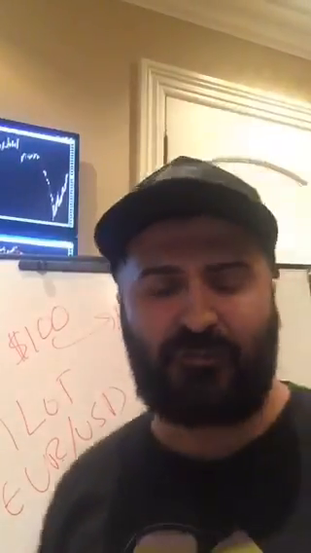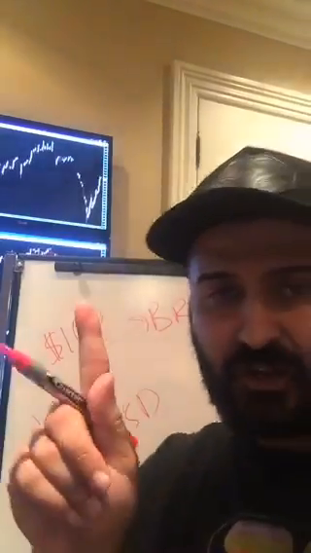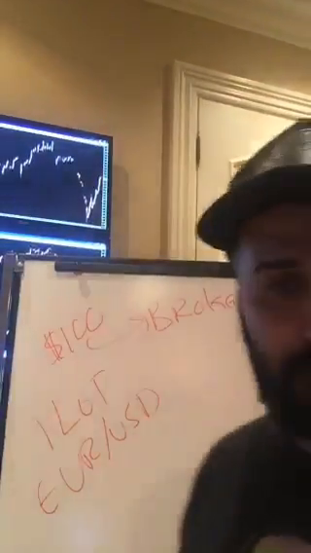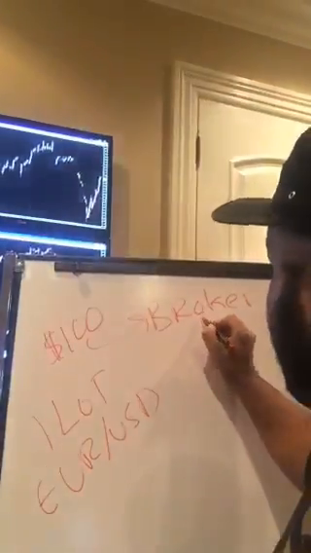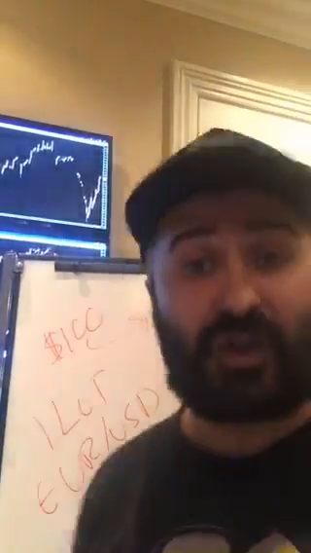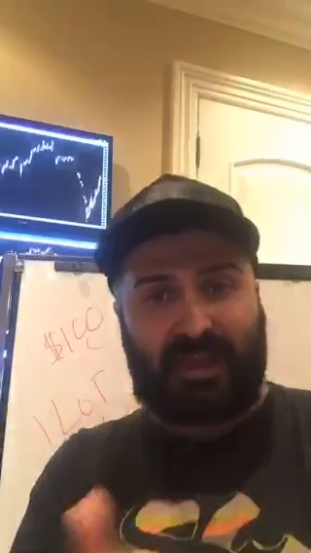If you buy one lot of Euro USD, how much money are you making per pip? Yes, you guys all know, 10 bucks, right? So I deposit 100 bucks, I buy one lot of Euro USD. The broker is supposed to buy one lot of Euro USD too, correct? Because all we're doing is handing the trade all the way down the road, right?